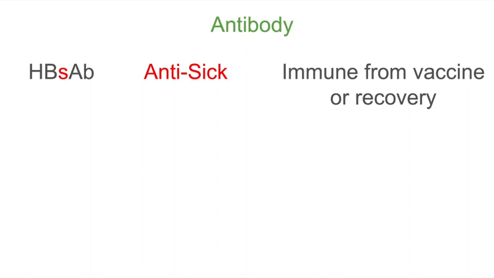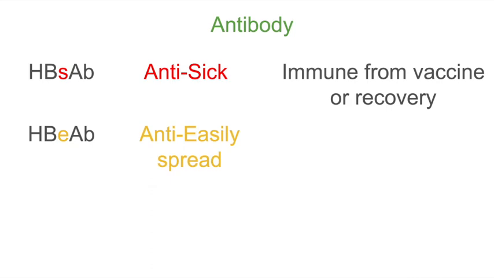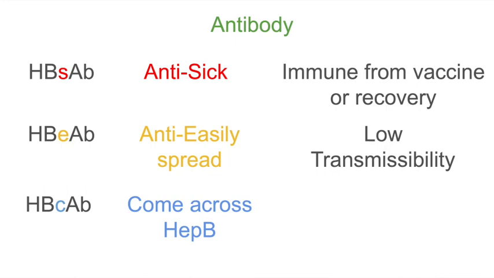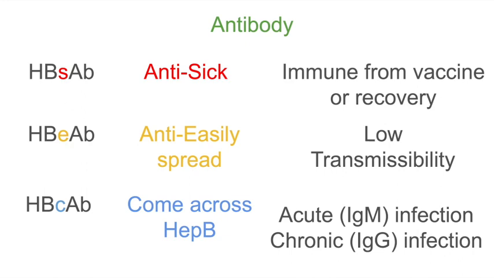The E antibody means that you're anti-easily spread. So you don't easily spread hepatitis B. There's low transmissibility. However, the core antibody means that you have come across hepatitis B before. So this could be due to an acute infection. If there's an acute infection, then you'll see a positive IgM hepatitis B core antibody. However, if it's a chronic infection, you'll see a positive IgG hepatitis B core antibody.